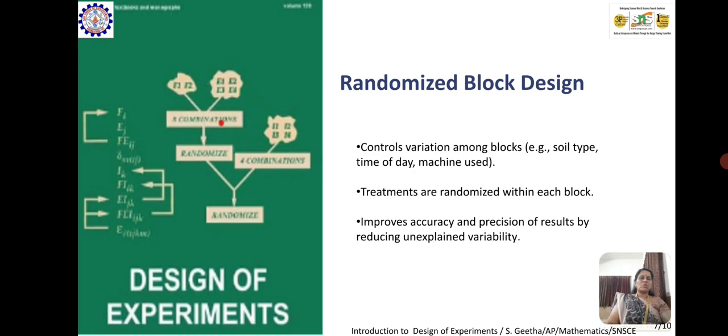Randomized block design controls variability among blocks. For example, we can take soil type, time of day, machines used. Then treatments are randomized within each block. This improves accuracy and precision of results by reducing unexplained variability.